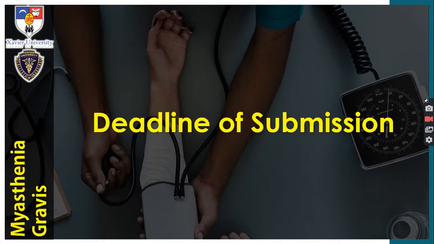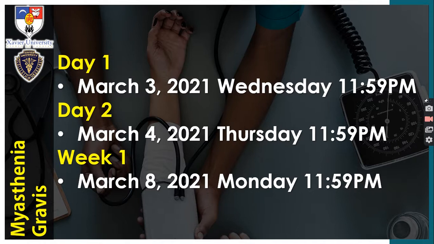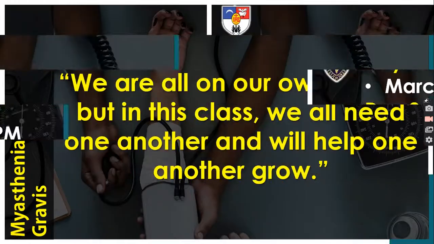The deadline of submission for your requirements are as follows. For day 1, the deadline is March 3, 2021, Wednesday, 11:59 p.m. For day 2, the deadline is March 4, 2021, Thursday, 11:59 p.m. And for week 1 requirements, the deadline is March 8, 2021, Monday, 11:59 p.m.